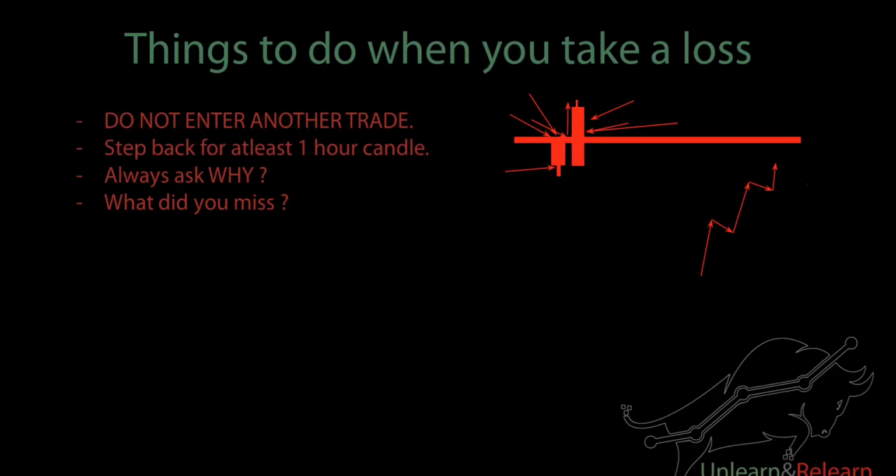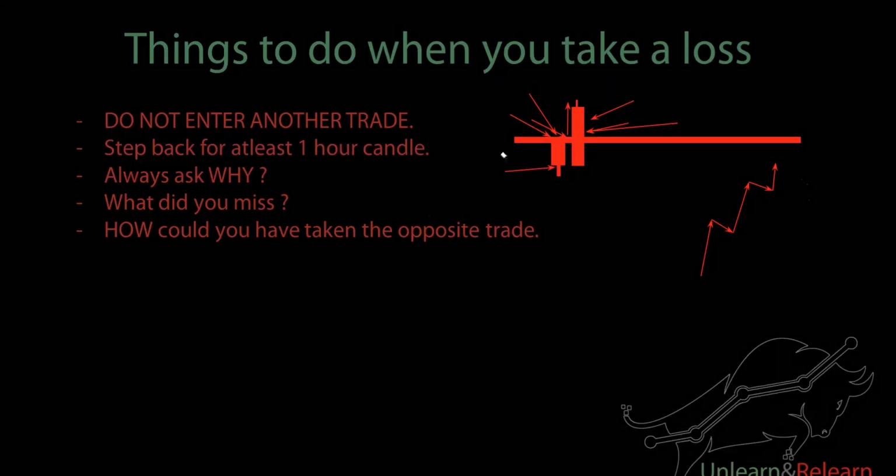There are a lot of different things that you will learn the more you start asking why. Or how could you have taken the opposite trade? If you took a sell, how could you have taken a buy? Because someone took a buy. If you took sells and you lost, someone was in a buy and they won. Maybe you got to start to look at that.